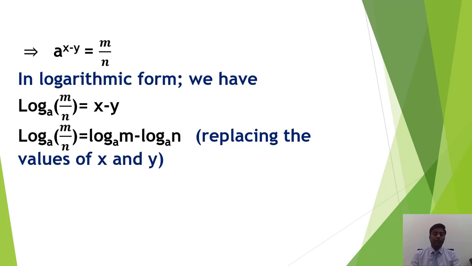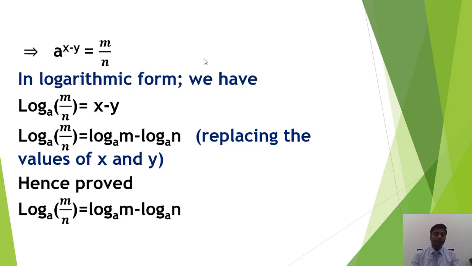Replacing the values of x and y, that is, the value of x is log m to the base a, minus the value of y is log n to the base a. Hence proved, log m divided by n to the base a is equal to log m to the base a minus log n to the base a.